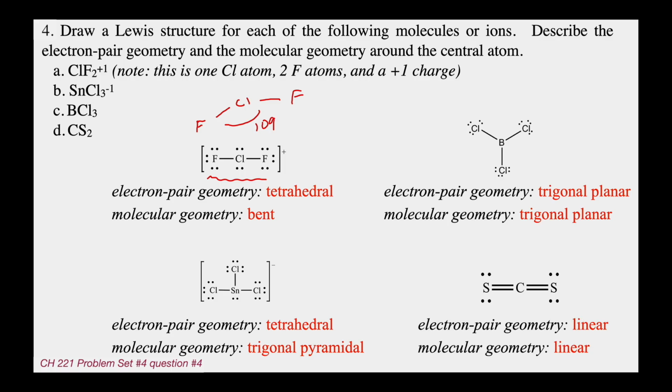It's got double bonds to the sulfurs. And I put this up here because a double bond is like one big cloud. You don't break a double bond into 2 clouds. A double bond is 1 cloud. A triple bond is also 1 cloud. So around that central carbon, you have 2 clouds, a cloud to the sulfur on the left, a cloud to the sulfur on the right. 2 clouds means the electron pair geometry is going to be linear, if you look in the geometry and polarity guide. And because there are no lone pairs, molecular geometry and EPG will be the same, both linear.